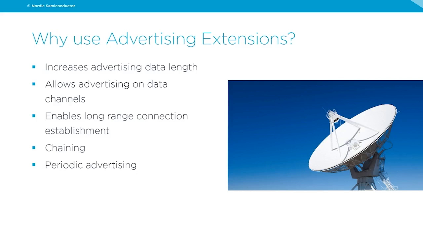And then we enable long-range connection establishment using advertising extension. So if you want to establish a connection when using long-range PHY, which is a new feature in Bluetooth 5, you need to use advertising extension. Then we have chaining, so we can chain multiple advertising packets together. And we also have periodic advertising. So let's have a look at each of them.